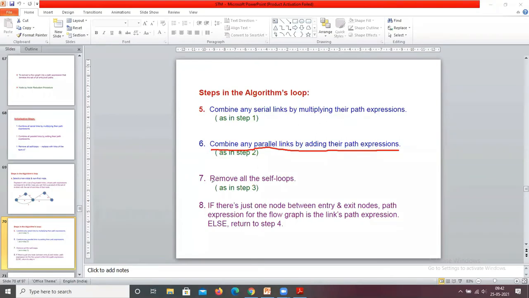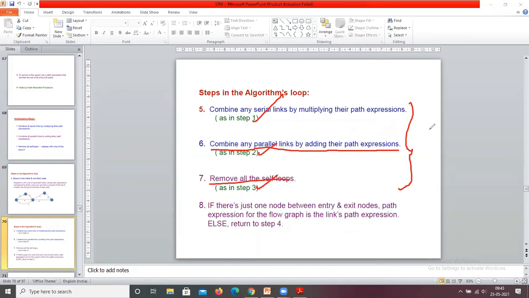Second, remove all self loops. So this is the 5th point, which belongs to step 1. So this is step 2. This is step 3. In initialization also we are doing the same steps, but at that time we have all the nodes. Now after completion of the 4th step, one node will be deleted. Again these may occur: we have serial links, maybe parallel links, maybe self loops. So these will be eliminated.